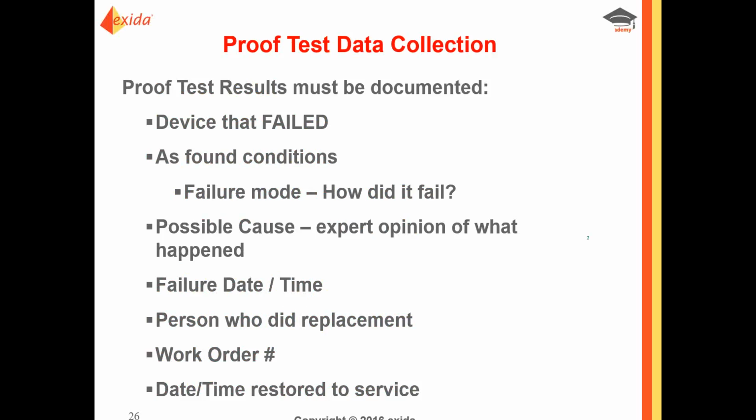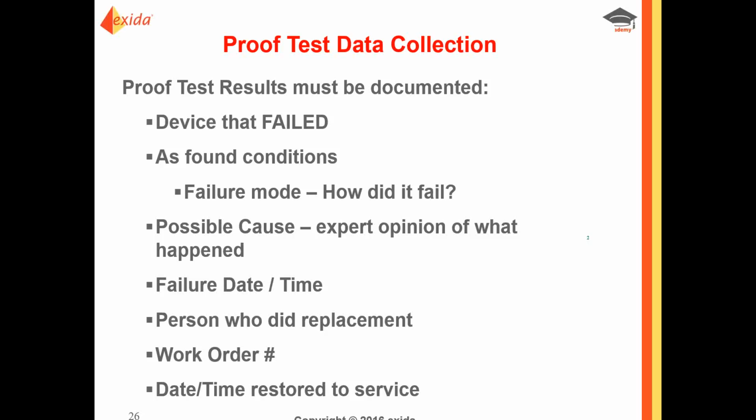For proof tests, it's especially important that we record what device failed. In other words, if it was a final element assembly that had a solenoid valve, a quick exhaust valve, an actuator, and a valve, well, which piece failed? Was it the solenoid valve or the quick exhaust valve or one of the other parts?